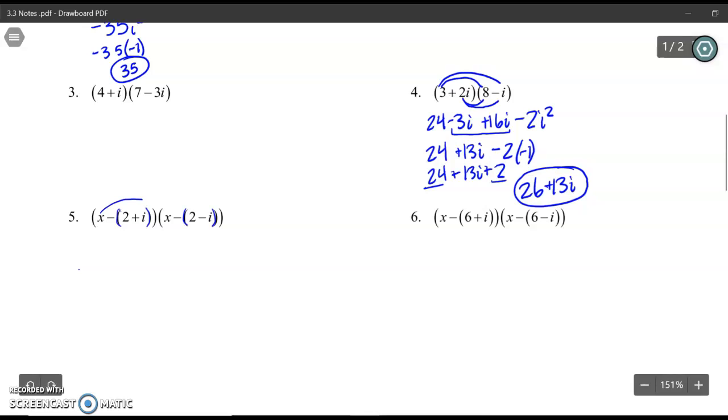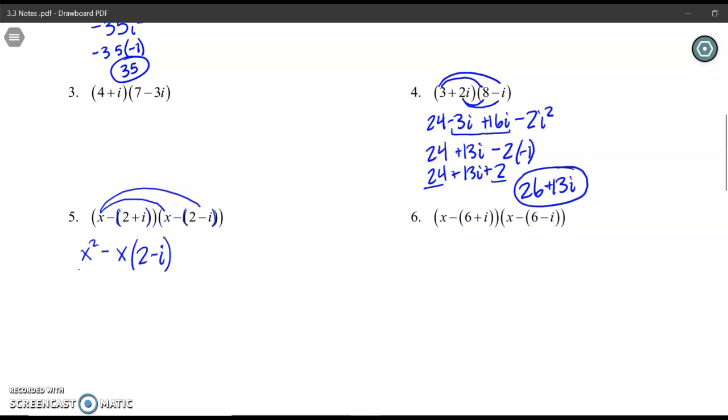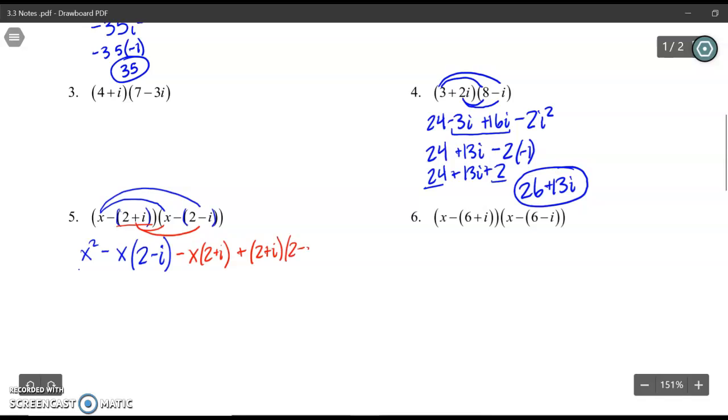So when I distribute the x in, I'm going to do x times x to get x squared, and then x times this whole set of parentheses to just get minus x times 2 minus i, okay? And if I wanted to, I could distribute that x inside the set of parentheses, but for now I'm just going to leave it alone, okay? Then I'm going to take this set of parentheses, 2 plus i, and distribute it to that x. So I'm going to get minus x times 2 plus i, and then plus 2 plus i times 2 minus i, okay?